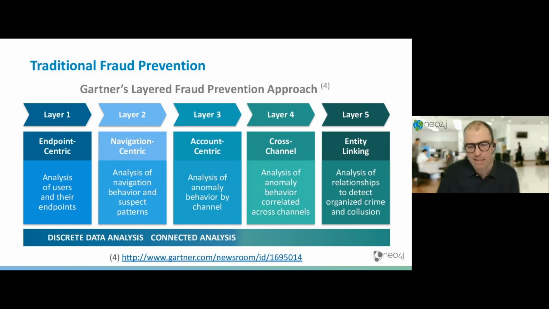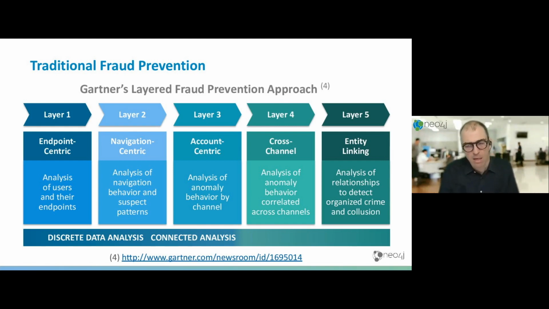And what Gartner has highlighted, and the report is linked here, is that you can see a scale of sophistication in fraud detection, in fraud analysis, right? At the most elementary level, we look at endpoints, individual data points, individual users, individual transactions, individual policies, whatever they might be, and we analyze those. We really look at the details of those, right?